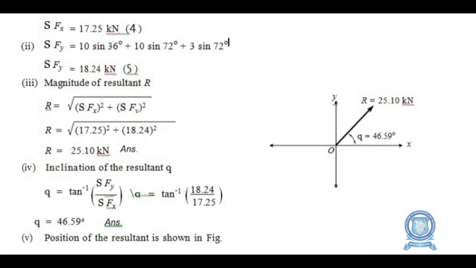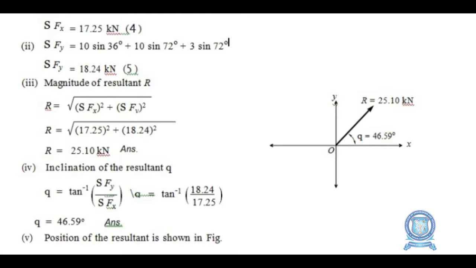Okay. Now the third step is finding the magnitude of the resultant. Okay. We know the general formula for finding the resultant: R is equal to root of sigma Fx square plus sigma Fy square. Substituting both values here, we get R is equal to root of 17.25 whole square plus 18.24 square. Okay, solving this we get R is equal to 25.1 kilonewton. That is the magnitude of the resultant.